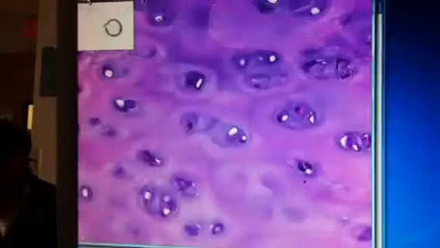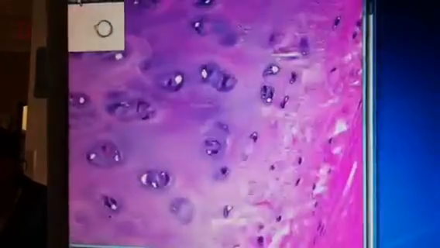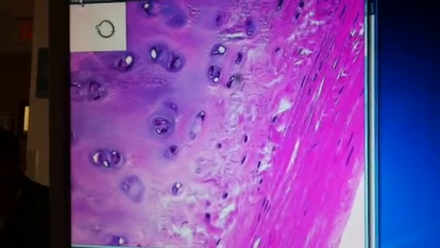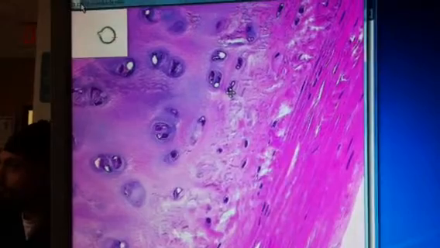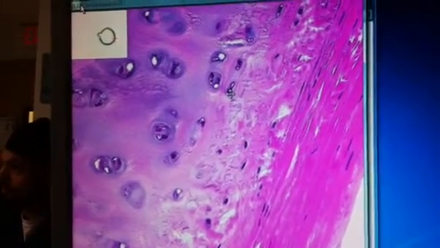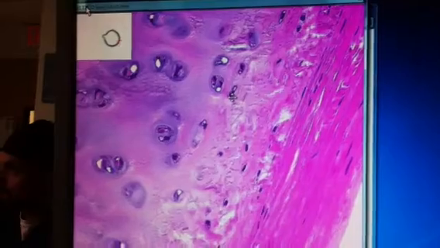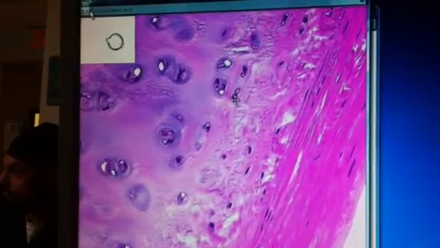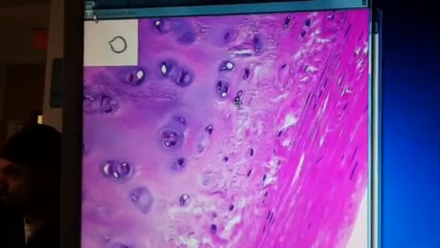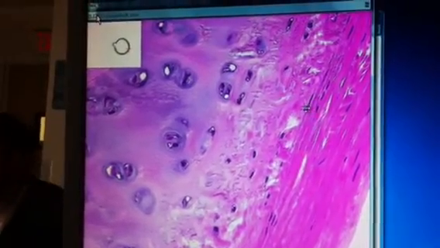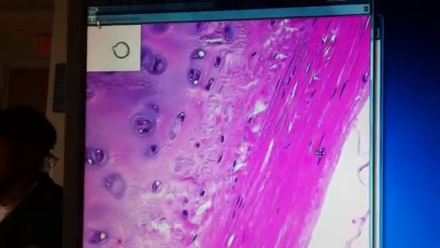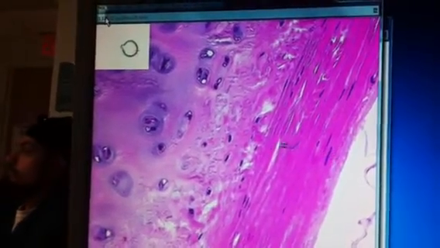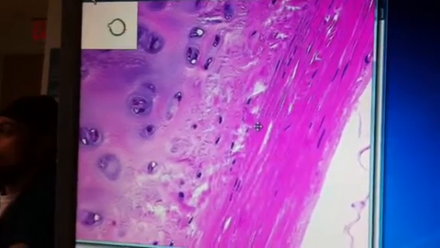Again, if we get up to the surface, what we're going to be seeing is some of these flattened cells. So if I said name the cell, chondroblast. If I said name the space, a lacuna. Then if I go up here and I put an arrow going from here to here, and I said name the layer, perichondrium.